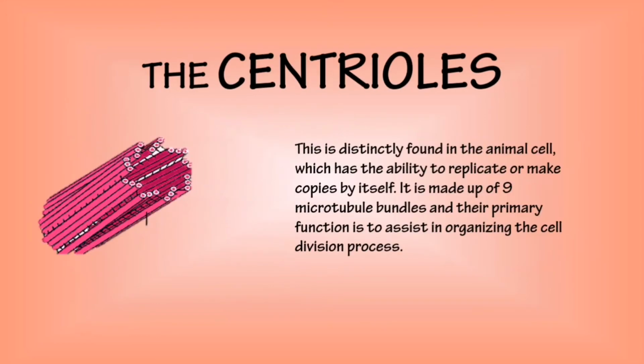The centrioles. This is distinctly found in the animal cell, which has the ability to replicate or make copies of itself. It is made up of 9 microtubule bundles, and their primary function is to assist in organizing the cell division process.